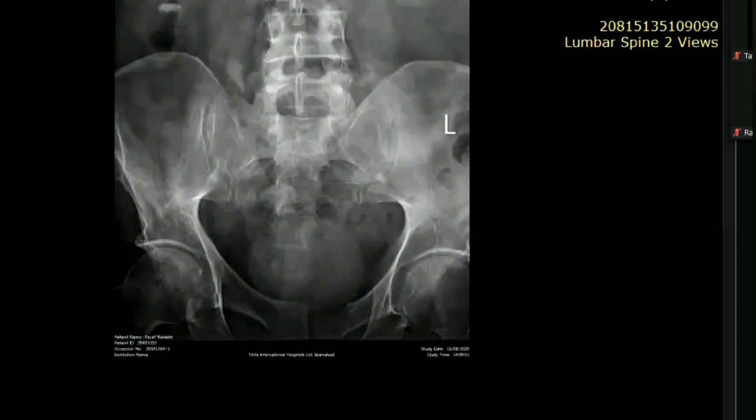On viewing the bones, I can see that grossly the visualized spine and sacrum appear unremarkable. However, the left pubic bone appears maybe eroded. It has lost its cortical contour superiorly, and no other significant bony abnormality can be seen.